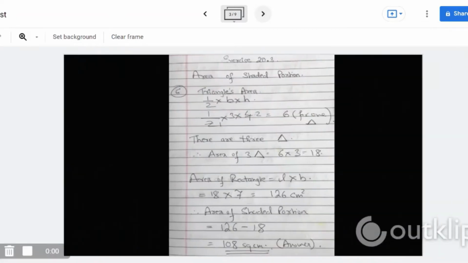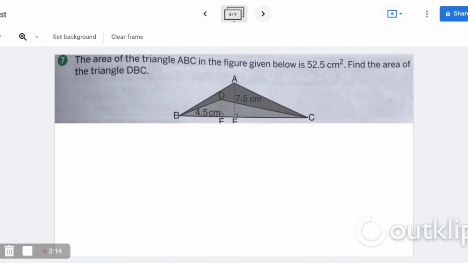Now coming to one more, and this is very interesting. See, they have asked you to find out the area of this small triangle. See, there are two triangles. The bigger triangle is ABC, and the smaller triangle is DBC. So first of all, what do you do? Let us consider the bigger triangle.